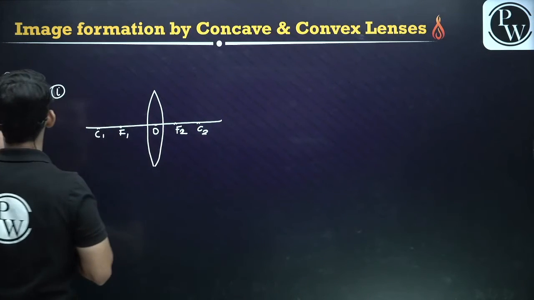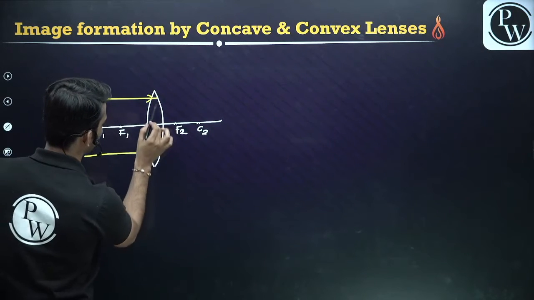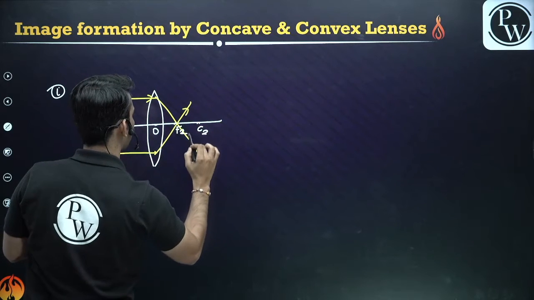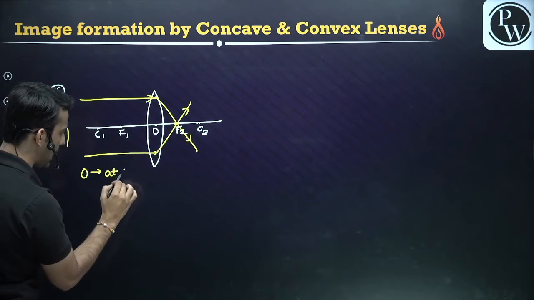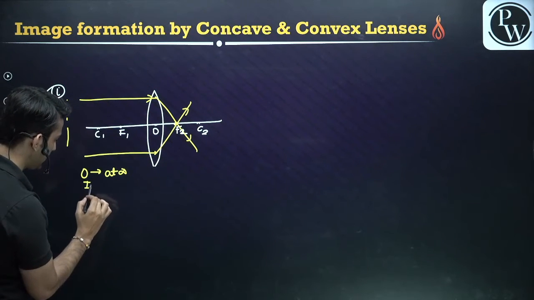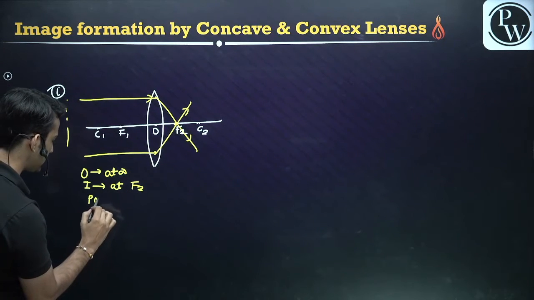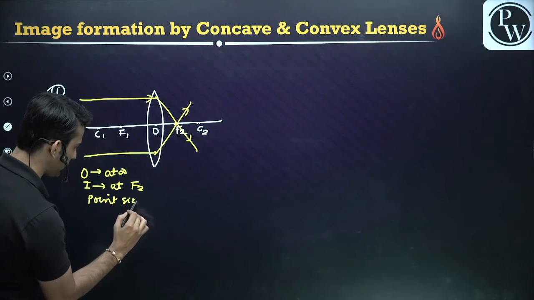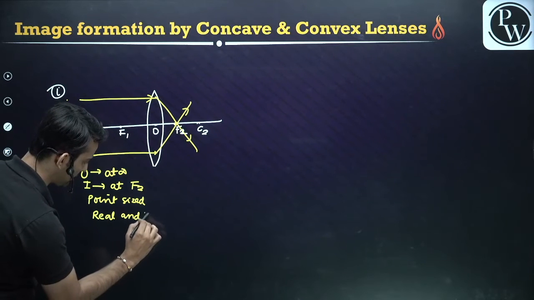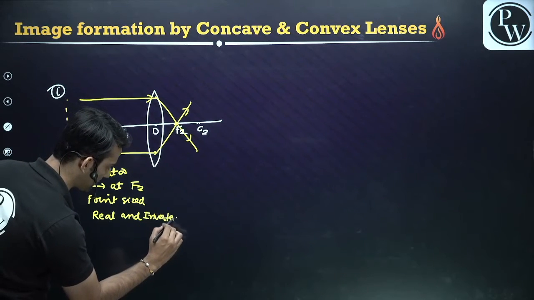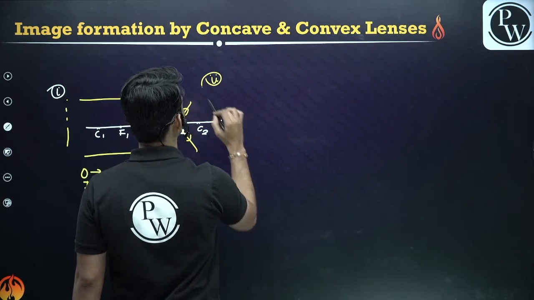Now in the first case we take rays parallel, that is, the object at infinity, so they will converge at the focus. Where is the image formed? At the focus, that is at F2. The image is point size, and it is real, because rays are actually meeting. So the image is real and inverted.